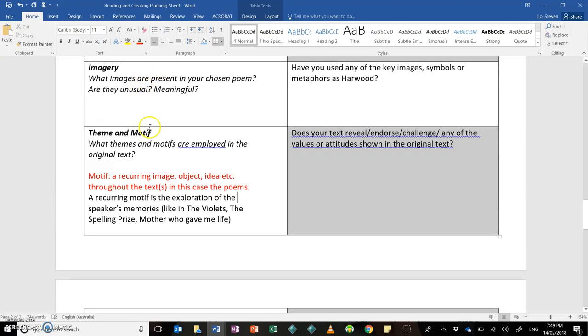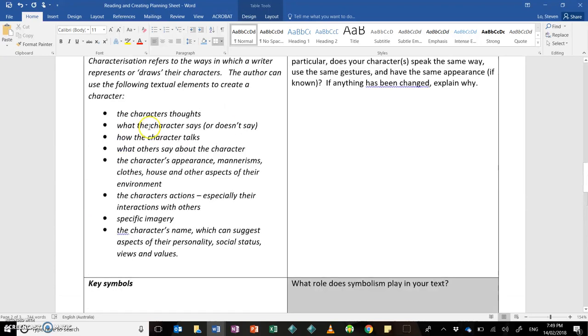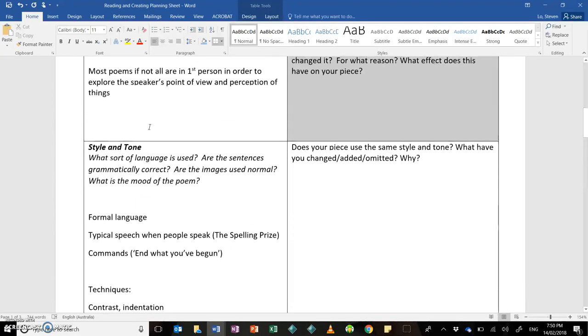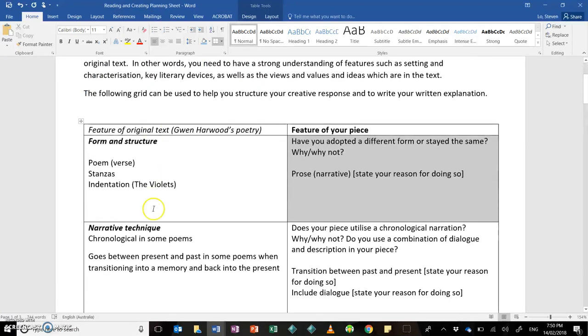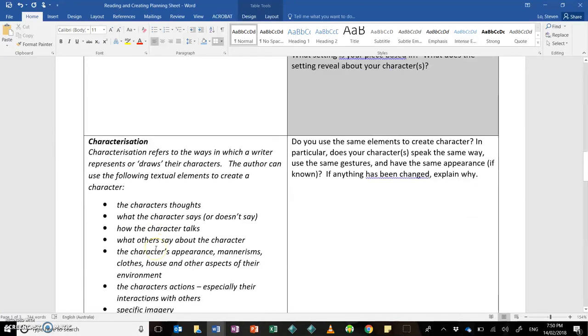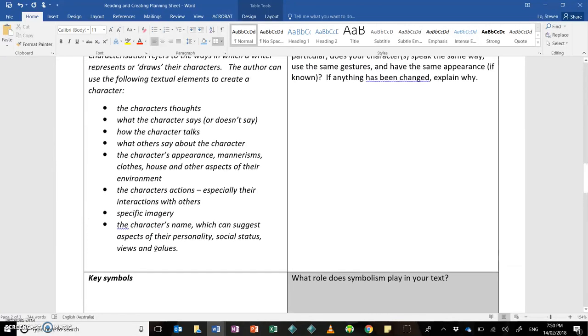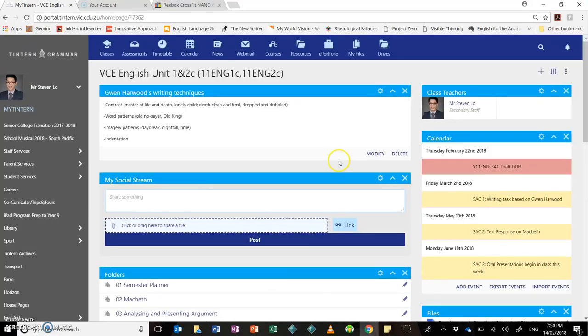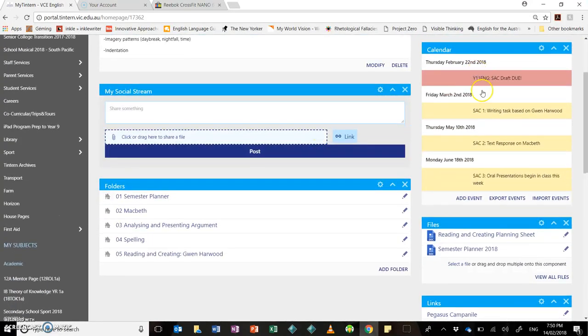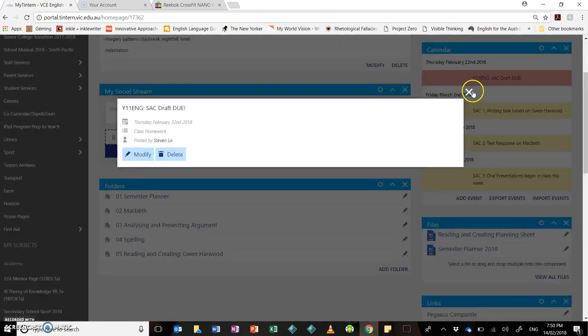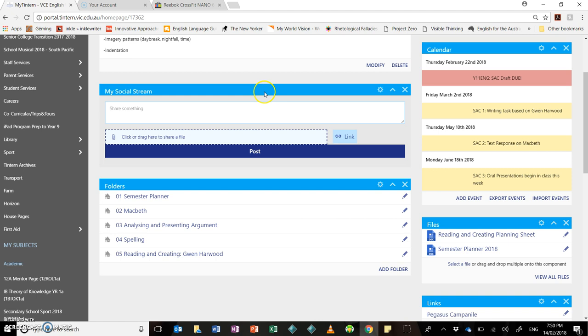Alright, so just for now, what I would suggest before you even think about what you're going to put in your draft or what you're going to do, try and fill out this left side of the table so that you can see what you might draw on from Harwood's poetry. The planning sheet can be found here in Files, and don't forget that your actual SAC draft is due on Thursday 22nd, which is next week.